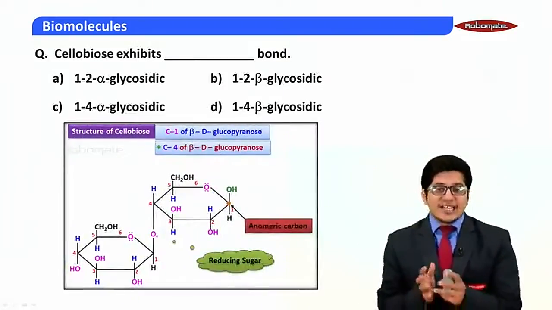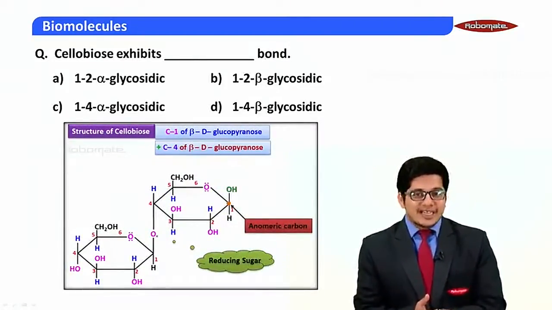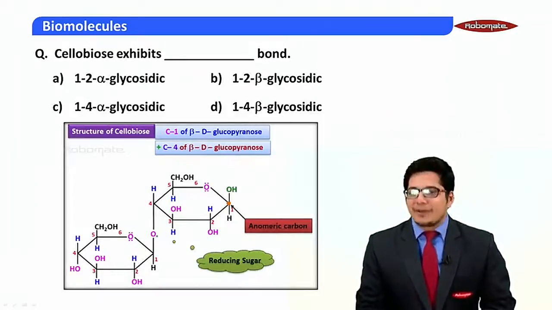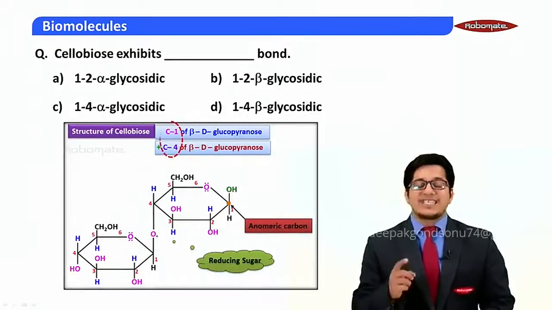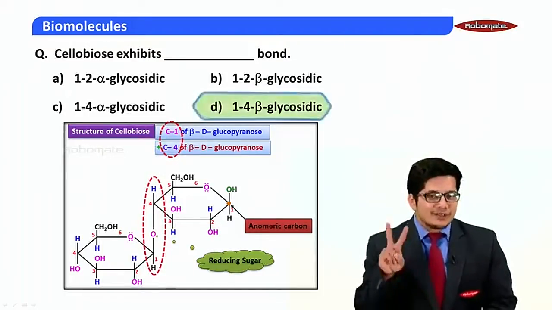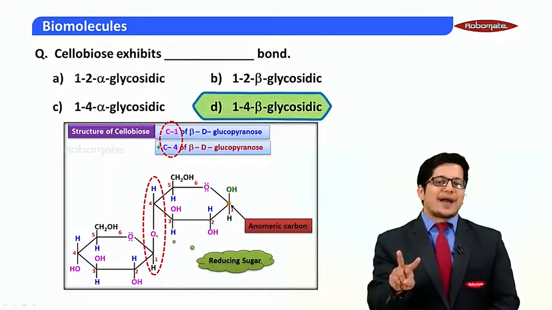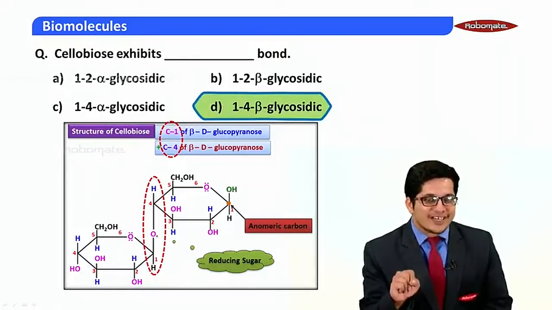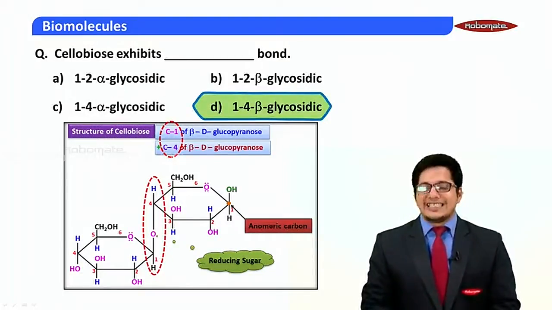Now, we have already learnt in our modules that whenever cellobiose was prepared, it was prepared by C1 and C4 linkages between two beta-D-glucopyranose. So your correct option over here is option D.